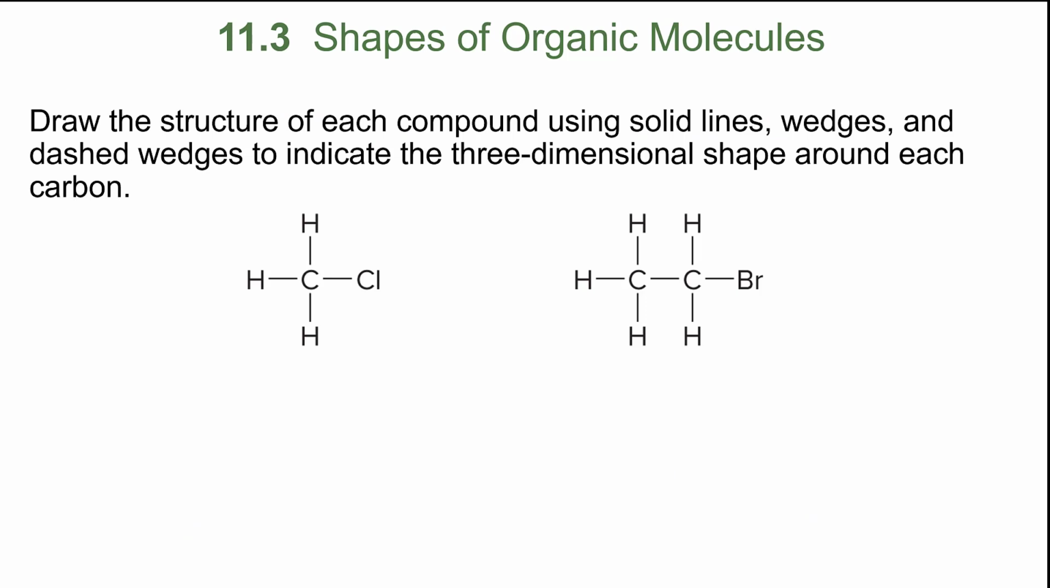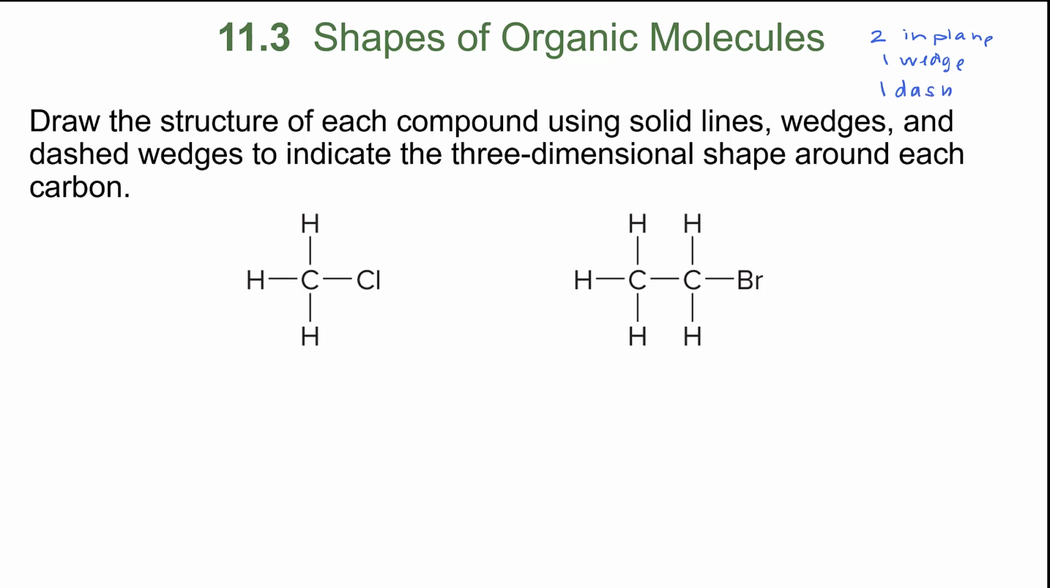If we look at this problem, we are asked to draw the structure of each of these compounds using solid lines, wedges, and dashes to show the 3D shape around each carbon. So one thing you want to remember is we need 2 atoms in the plane, 1 wedge, 1 dash.